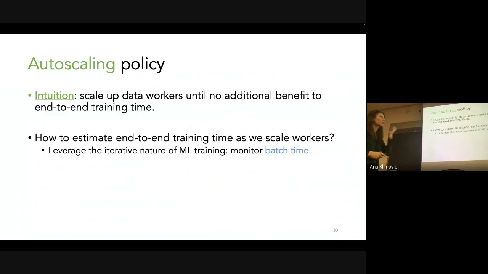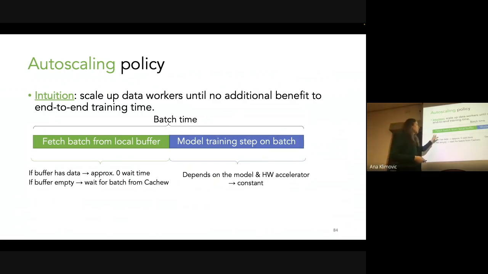Okay, this is kind of a good indicator of what your epoch time will be, and something that you can observe as you go. And the batch time will be composed of time to wait for data to become available, plus time to train on that batch of data.